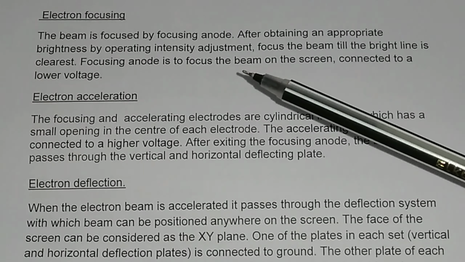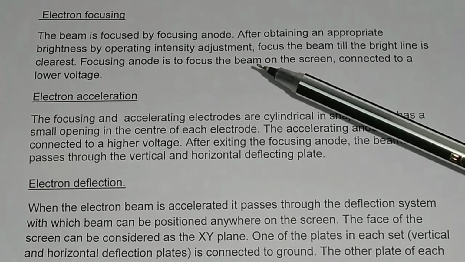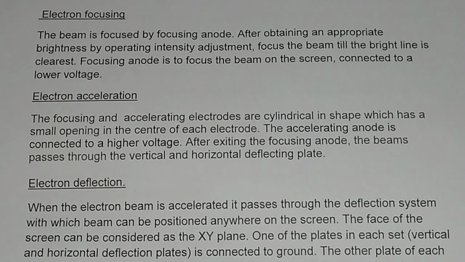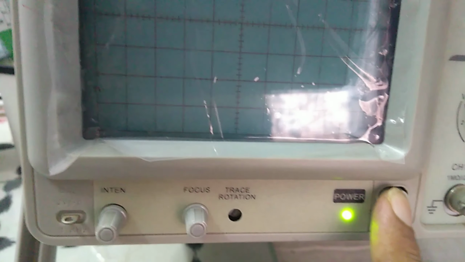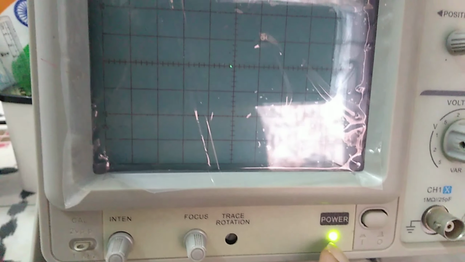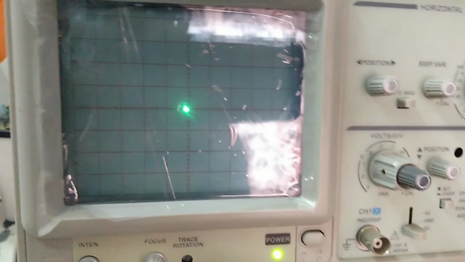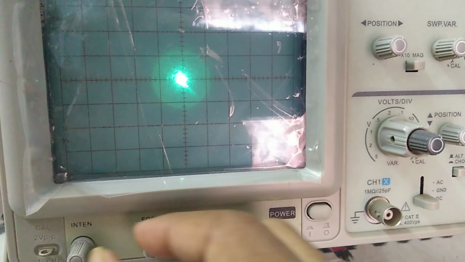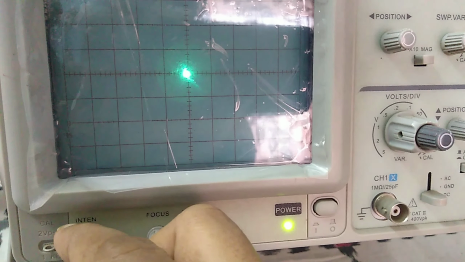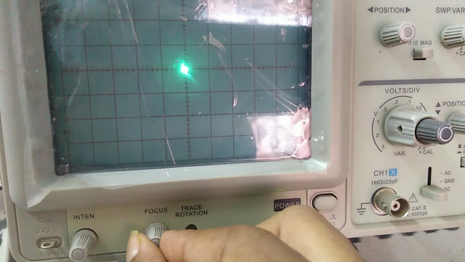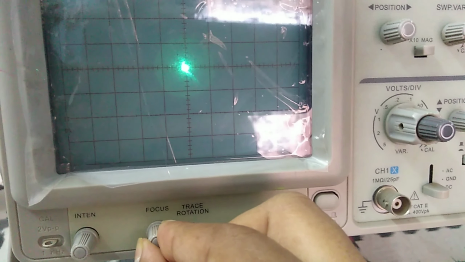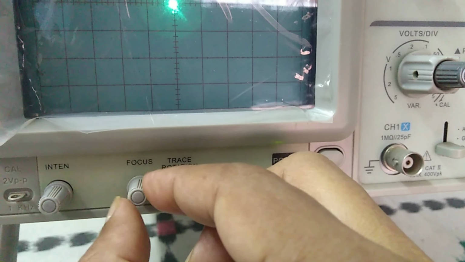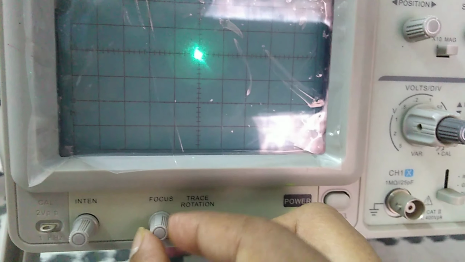Now you will see the arrangement in the CRO to focus the electron beam. When you switch on, you first control the intensity, then you focus the beam. This is your beam and this is your focus arrangement. This is the switch for the focus arrangement, and it is connected to a low voltage source. You see I am focusing the beam.